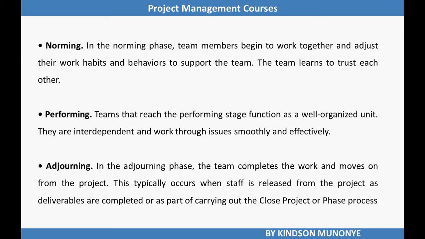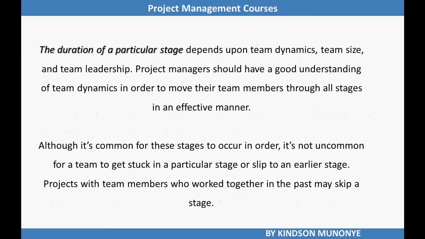Then we move from norming to performing. Teams at the stage of performing function as a well-organized unit. They are interdependent and work through issues smoothly and effectively. Then comes the final stage of the Tuckman model, that is the fifth stage, and that is adjourning. In the adjourning phase, the team completes the work and moves on from the project. This typically occurs when staff is released from the project as deliverables are completed as part of carrying out the close project or phase process.